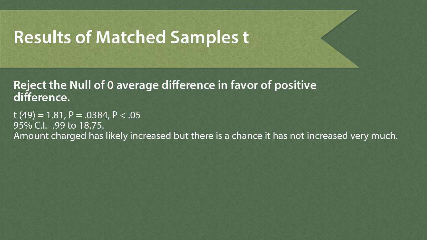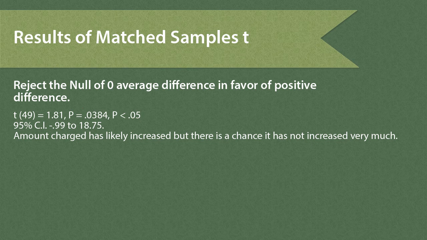Now let's look at our results of the matched samples t-test. Here we would be able to reject the null of 0 average difference in favor of a positive difference, that is, the upper-tailed alternative that the average difference is greater than 0. Our evidence for this is written this way. T for 49 degrees of freedom equals 1.81. P equals 0.0384, and P is less than the level of significance, 0.05.